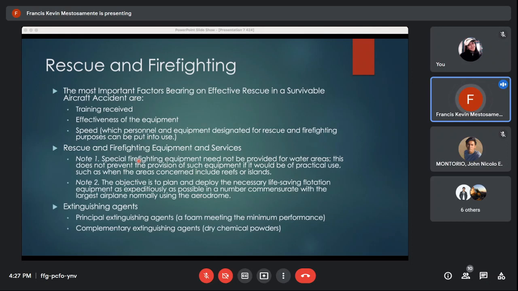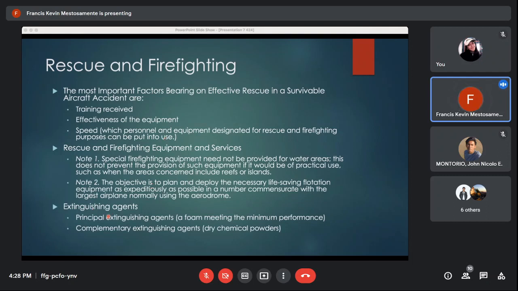So sinasabi lang dito, note 1, that dapat yung ating rescue and firefighting nakadesign kung saan sila mag-ooperate. So depending on the environment of the airport. Note 2 naman po, sinasabi dito na ang capability ng rescue and firefighting services, it should be on the maximum. So ibig sabihin, kung ano yung pinaka-largest airplane or largest aircraft operated on the airport, yun ang dapat ang kaya nilang i-provide or i-service.